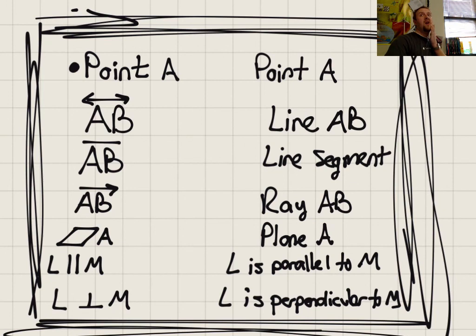Katie, you get up there. So point A would be point A, AB, line AB. AB without arrows is line segment AB. AB with an arrow is ray AB. The little plane symbol with an A is plane A. L with two parallel lines to M is L is parallel to M. L perpendicular to M is L is perpendicular to M.